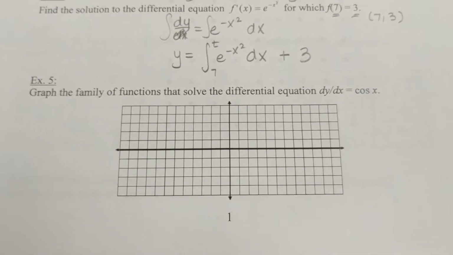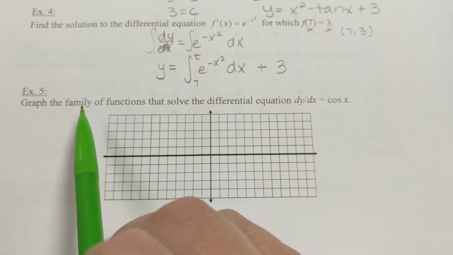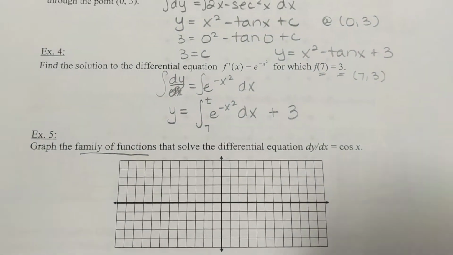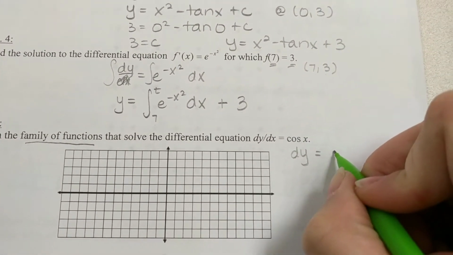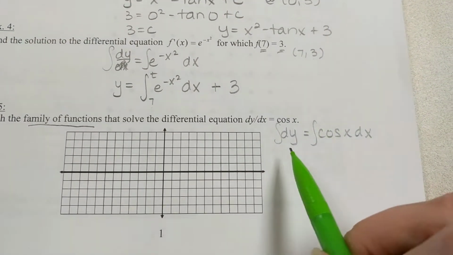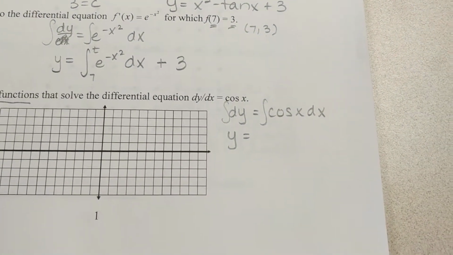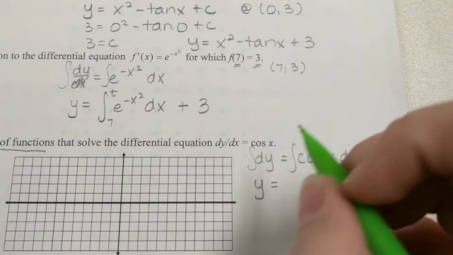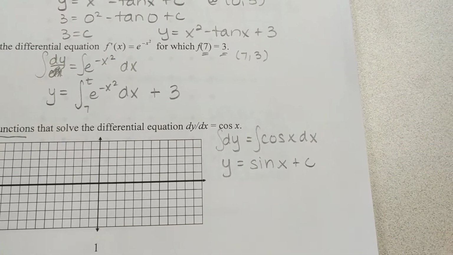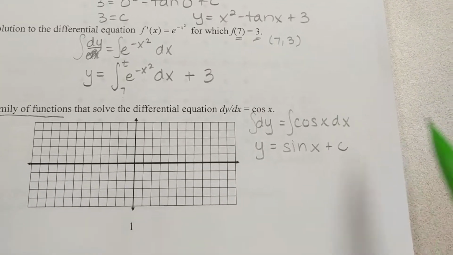Last but not least, they give us this equation here, dy dx equals cosine of x, and they want us to graph the family of functions. Again, that implies multiple answers. So I'm going to just go ahead and separate that dx right away. The antiderivative of dy is just y. Antiderivative of cosine is sine plus c.